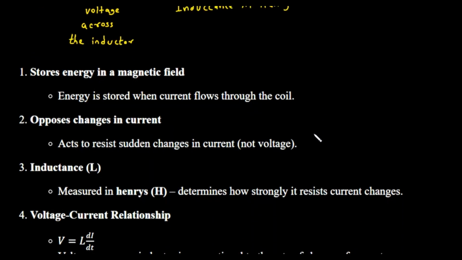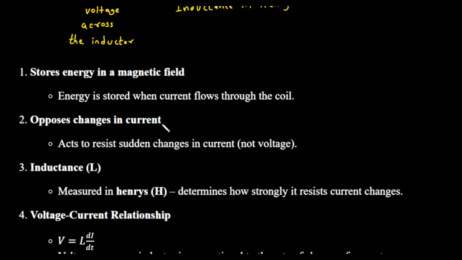Now, let's go through the key properties of an inductor, one by one. 1. Stores energy in a magnetic field. This is its primary function. When current flows through the coil, a magnetic field is created and expands around it. The energy is stored within this field.